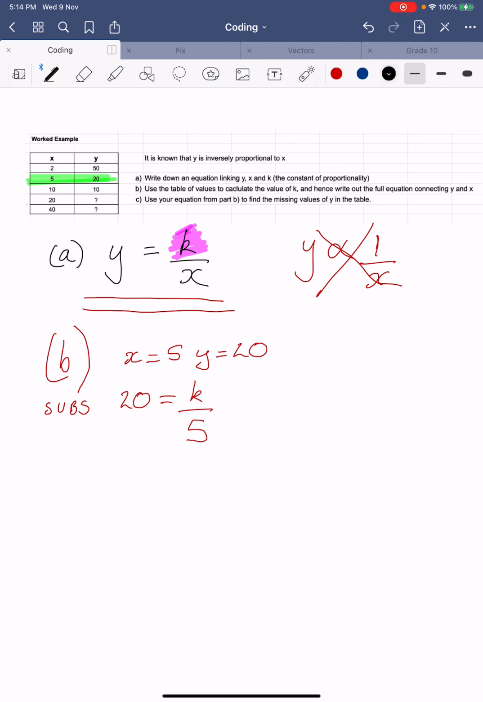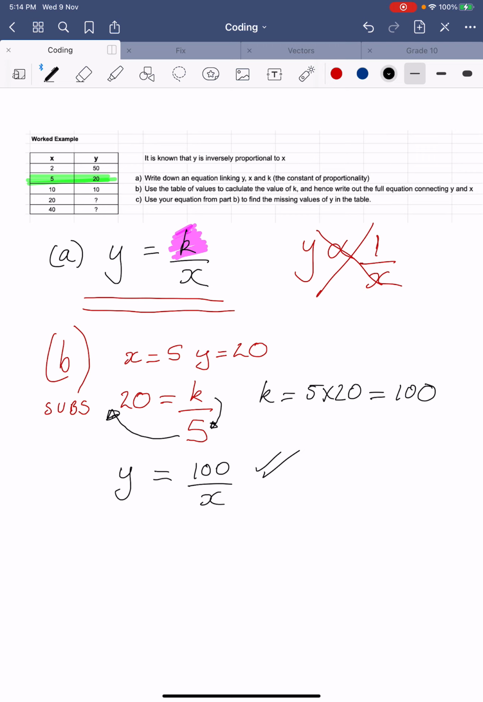Now you'll remember from solving equations that k is being divided by 5, so the 5 comes to the other side and it multiplies. So the solution here is k equals 5 times 20, which equals 100. Therefore the equation is y equals not k anymore, but 100 divided by x. There we go. And we could have done that using any other pair of values that we have.